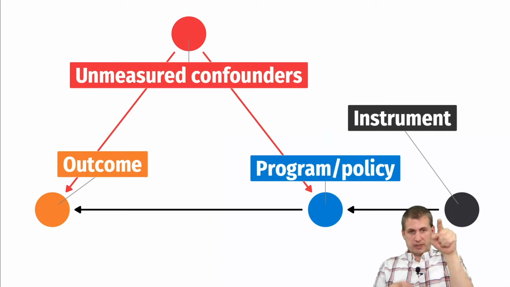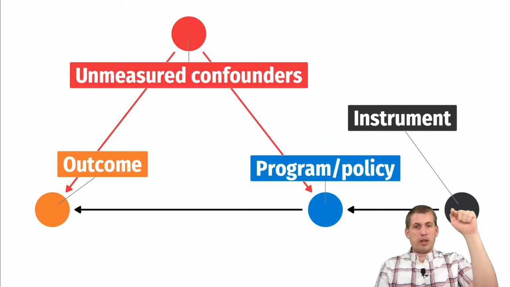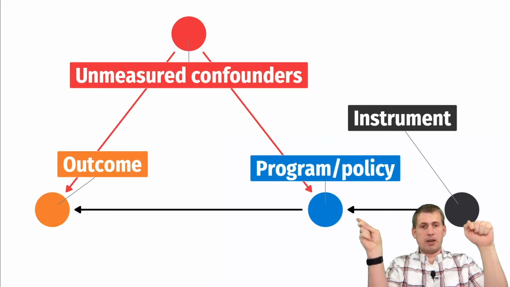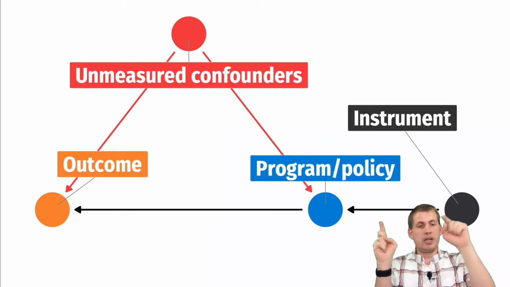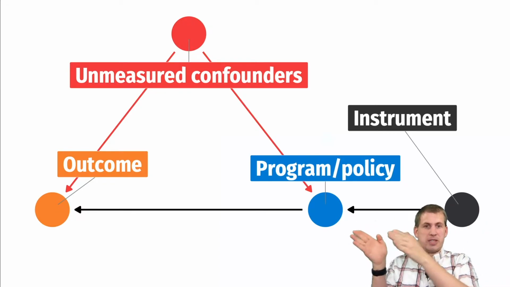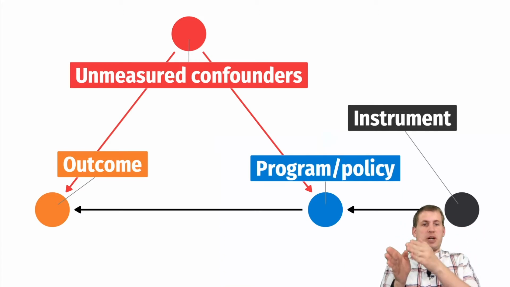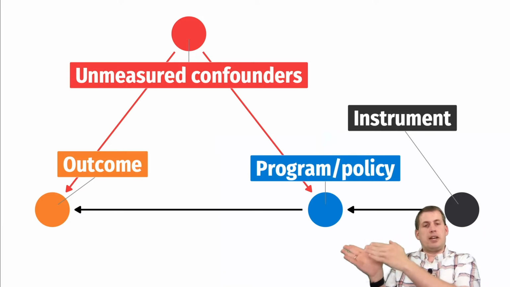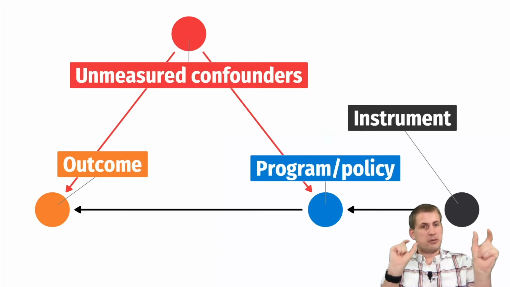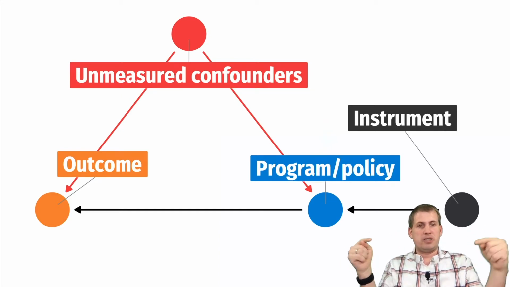So that's relevancy right here, this arrow, but it also causes the outcome, but only through the program. So you can see that because there's two steps here. You go from instrument to policy, and then policy to outcome. The only way to get a causal relationship between instrument and outcome is through this policy.